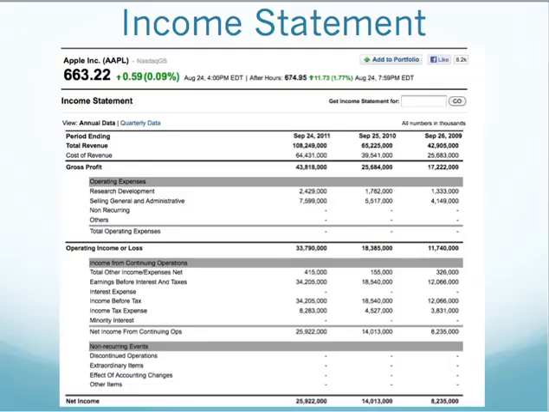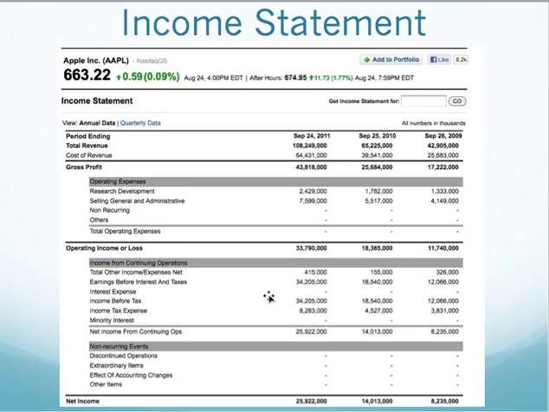Let's start with the income statement. Here's the income statement for Apple computers for the years ending September 24th, 2011, 2010, and 2009. The income statement reports on a company's profitability during that period of time. So the column that you see here is for the year ending September 24th, 2011. You can think of it as, what did it earn? Notice it does not say how much more cash do you have, and we'll get into that later.